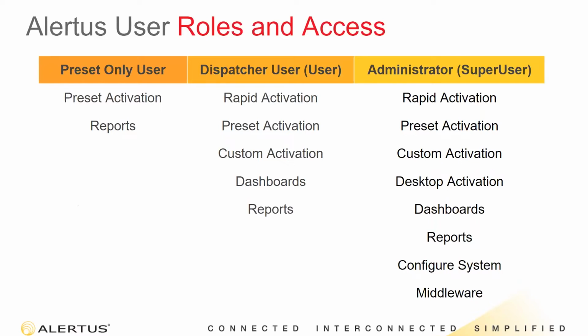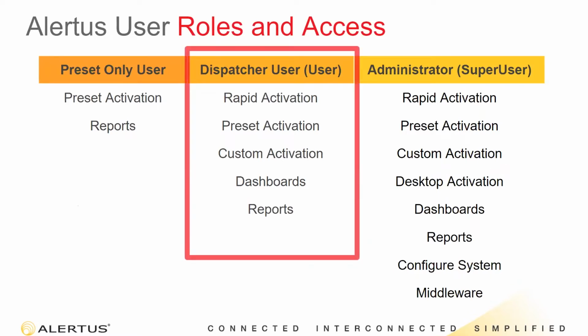Now, in terms of users, Alertus has 3 user types that come standard with every solution. And depending on your role, you may have different levels of access and responsibilities within the Alertus console. Your role is that of a dispatcher user or a standard user. Your organization may have customized different user roles and levels of access. Maybe your role is not named dispatcher or user. It could have a different name. To find out more, ask your Alertus administrator for more details on your specific role and level of access.